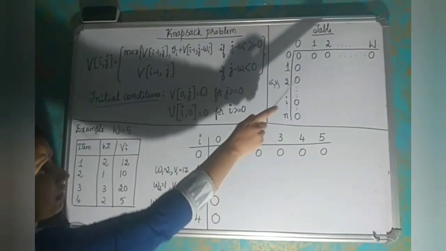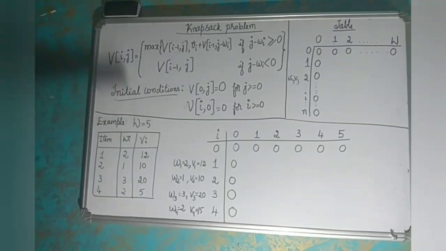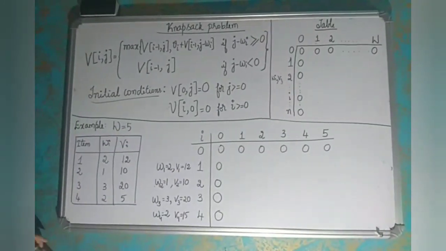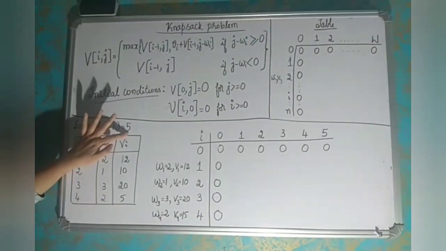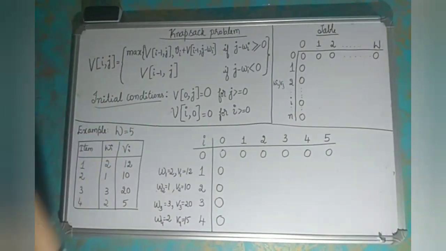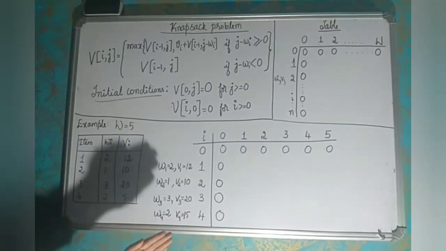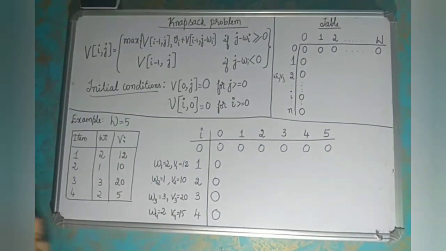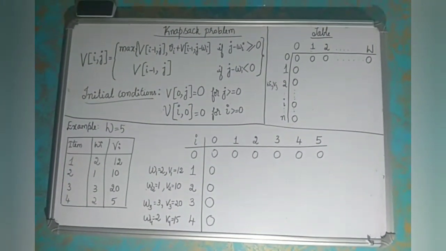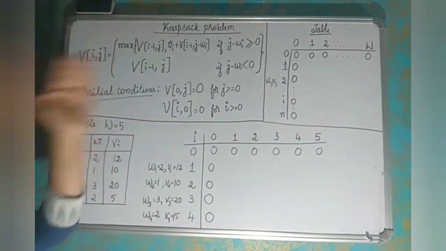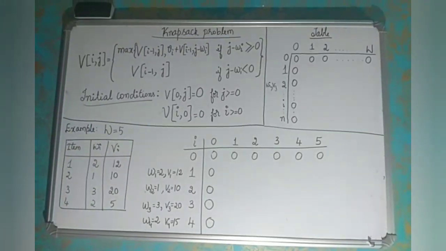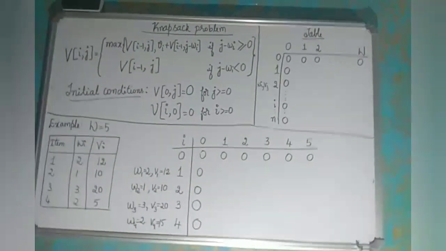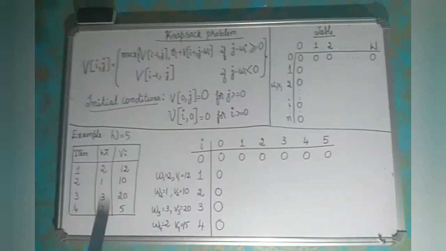Now again, the column indices 0, 1, 2, 3. All these are the different knapsack capacities. The actual capacity of the bag is 5, but we don't directly start from 5. We are going to build the solution by building a series of sub-solutions. So we consider when the knapsack capacity is 0. We find the solution when the knapsack capacity is 1. We find the solution when the capacity is 2. And so on up to 5.